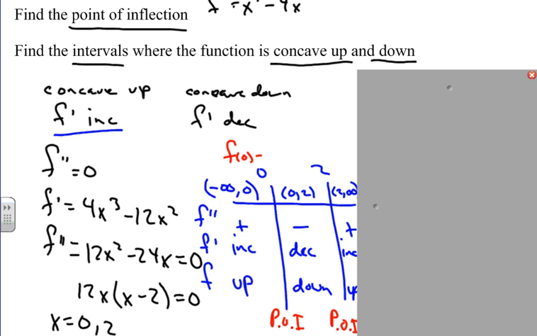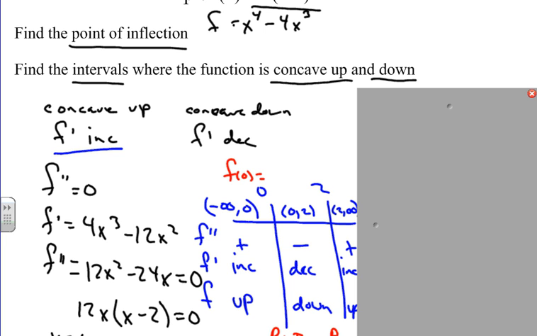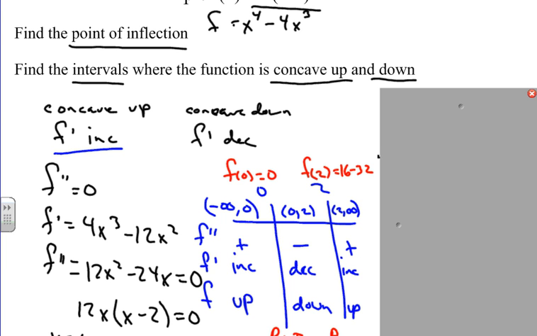Well, look at f of 0. Where's our f function? Put it up here. Plug it in there, and we get 0. So at (0, 0), we have a point of inflection. And then at 2, when we plug it in, 2 to the fourth is 16, and 16 minus 8 times 4, which is 32. We have 16 minus 32, which gives us negative 16. So we have f of 2 equals negative 16, and f of 0 equals 0, as points of inflection.